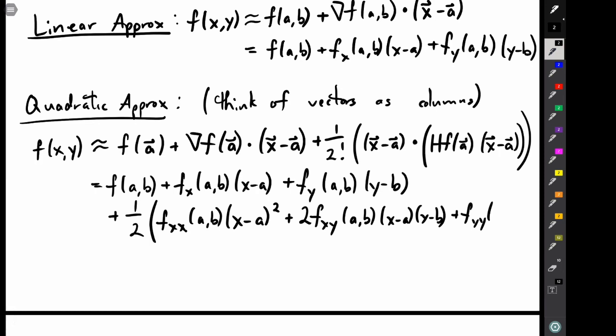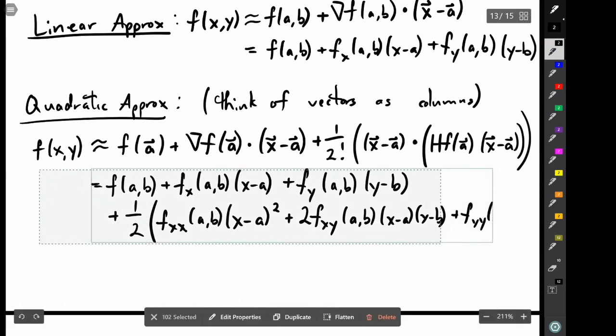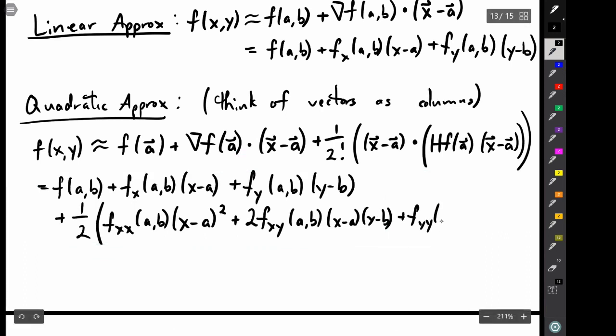Oh, we're running out of room. Let's move all this over a bit. So this is f_yy at (a, b) times (y minus b) squared. So it's a bit of a mess when you expand it out, but it's actually quite beautiful how this works out in general, especially when you get on to, say, a cubic approximation. And the beautiful thing about using this vector notation is we wrote this out for a function of 2 variables.